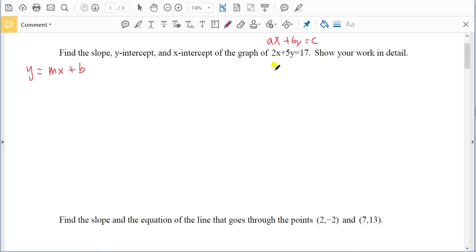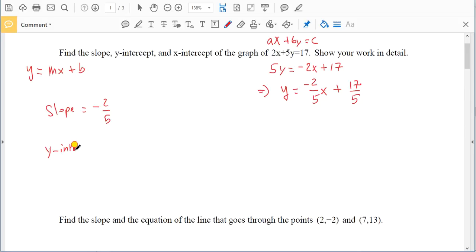Subtract 2x on both sides. I have 5y equals minus 2x plus 17. And then to solve for y, you have to divide both sides by 5, right? So dividing both sides by 5, I get y equals minus 2 over 5 x plus 17 over 5. So this tells me that the slope is minus 2 over 5, because the slope is just the coefficient in front of the x. And the y-intercept here is b, and b in this case is 17 over 5.